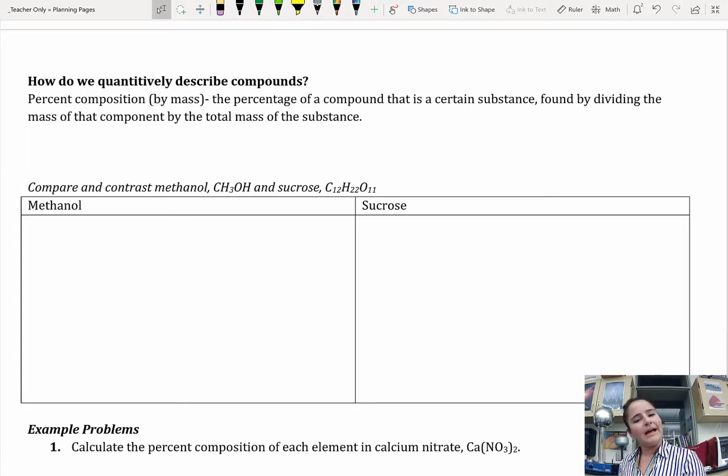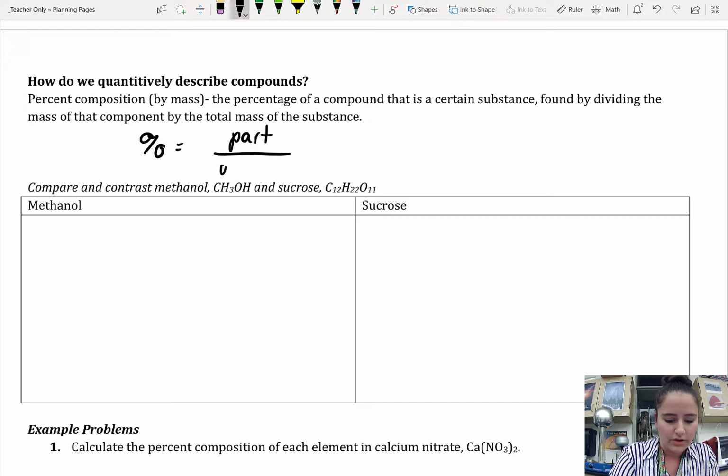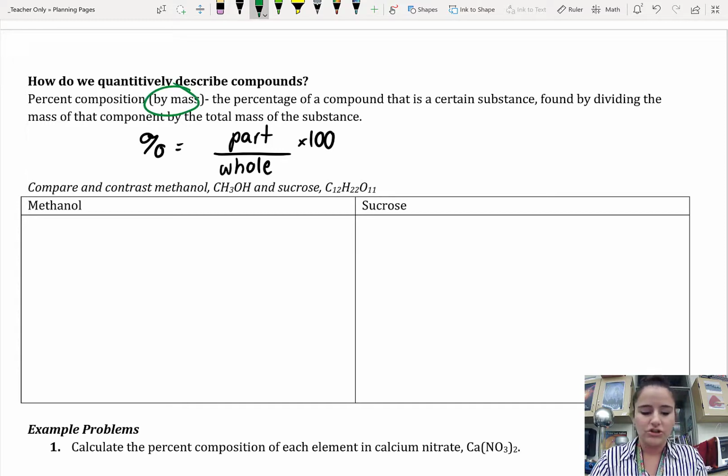Okay, so last thing we're going to talk about in this lecture is how do we quantitatively describe the compounds. And the most common way that we'll do in this class is percent composition by mass. So percentage, you guys probably know to get to the percent, it's always the part over the whole times 100 to get it in percent form. Now we'll often be doing mass percentages. You can also find percent by volume. That is a common one that you'll see.